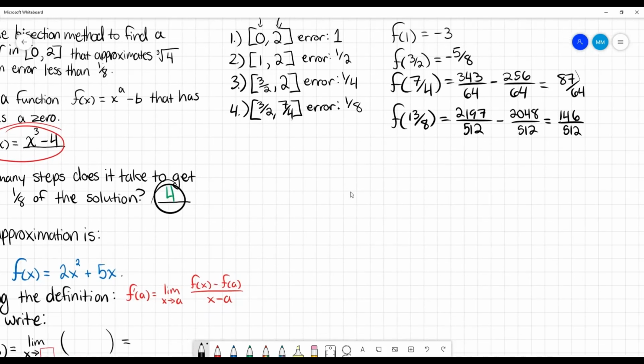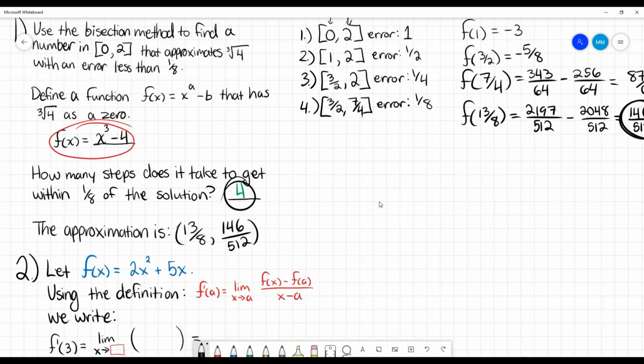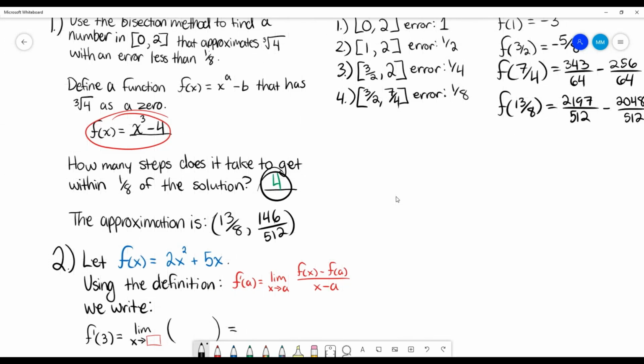So our approximation is going to be this. Let's see, our x is 13/8 and our y is approximately there. That's the approximation of our 0. And let me just do one thing really quick. Let's see, 13/8.